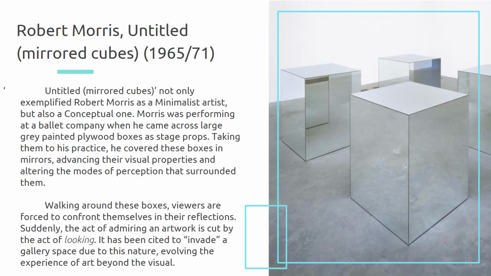The next one is Robert Morris, Untitled or the Mirrored Cubes. Untitled not only exemplified Robert Morris as a minimalist artist, but also a conceptual one. Walking around these boxes, viewers are forced to confront themselves in their reflections. It has been cited to invade a gallery space due to this nature involving the experience of art beyond the visual.